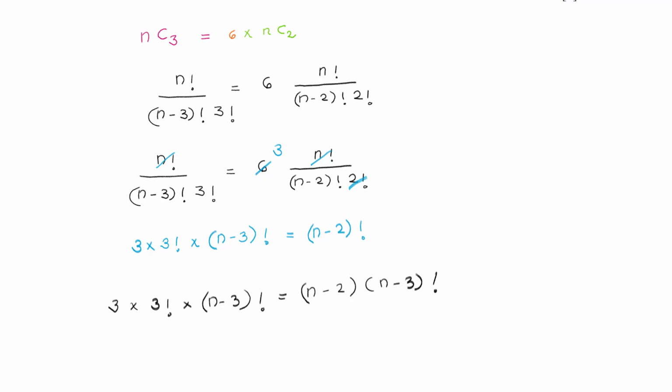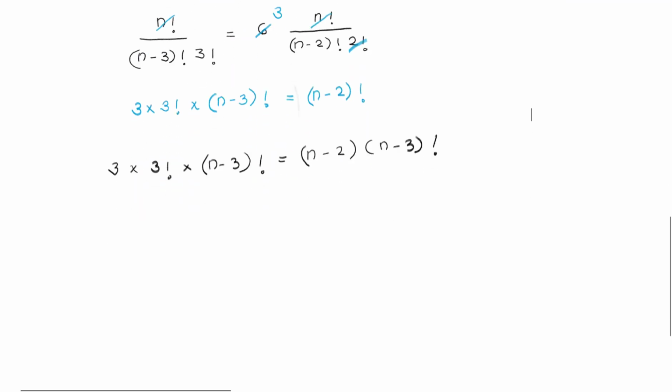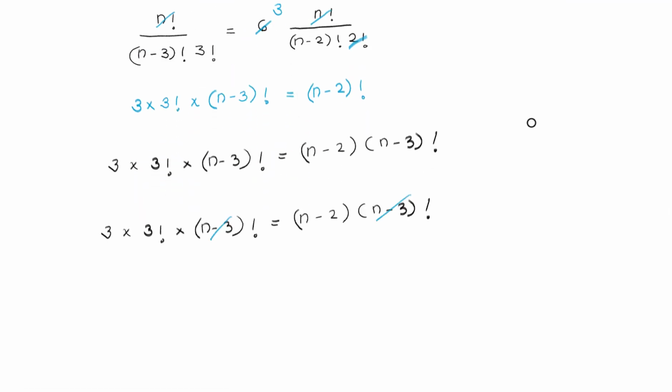Okay, now in this, cancel out (n minus 3) factorial with (n minus 3) factorial, and that will give us n minus 2 is equal to 18, which is the same as n is equal to 20. I hope this helps. All the best.